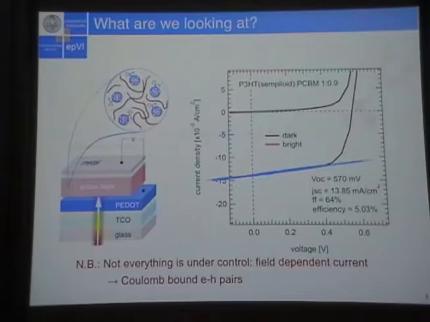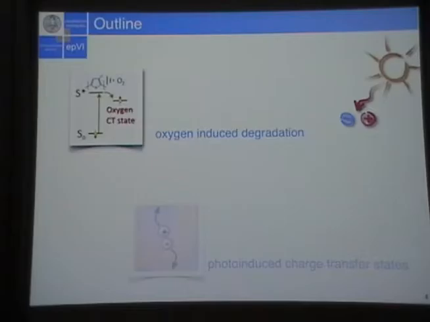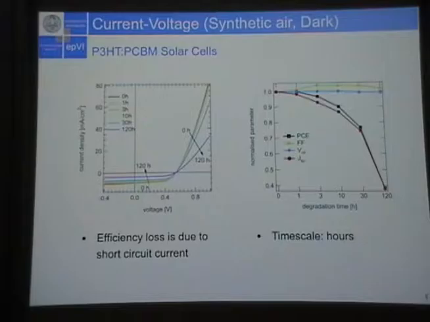Well, I start with the first, oxygen, in the degradation. We try to perform two well-defined experiments on the solar cell, treating them with oxygen to study the influence of oxygen only. We do that by using synthetic air, a mixture of 20% oxygen and 80% nitrogen, and the water content is less than 1 ppm. One experiment is just in the dark, and the second type is in the dark under illumination.